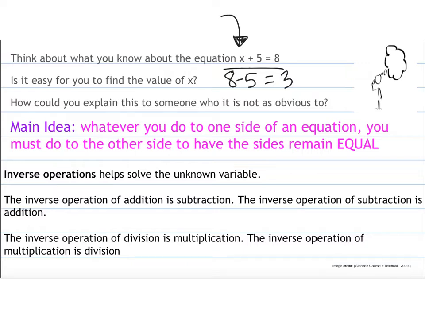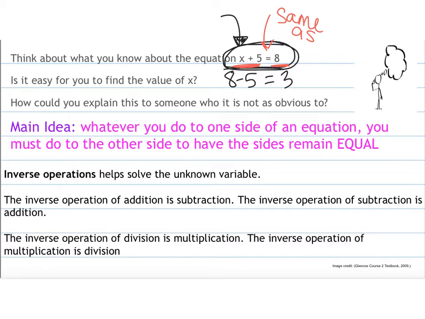That's an easy one. We're going to learn how to solve all of the equations by using different steps. But that's really what is happening when we're solving equations and trying to figure out a variable: what can we put in for that value to make the sentence, sometimes this is called a sentence, or the equation, true. And we know that x plus 5 is the same as 8. All right, so whatever you do to one side of an equation, you must do to the other side to have the sides remain equal.